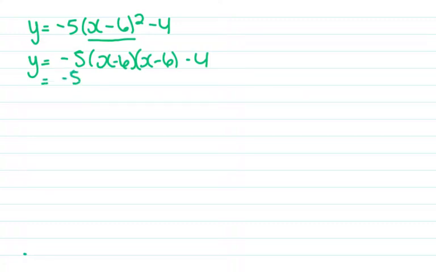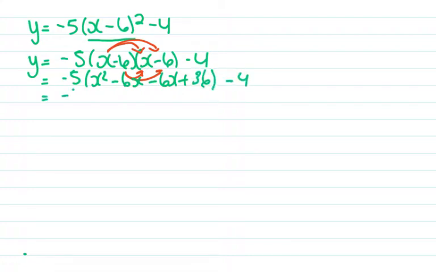Now I'll expand this out by multiplying each term in the first bracket times each term in the second bracket. So then I have x squared minus 6x plus 36 minus 4. I'll simplify by combining like terms inside the bracket. So x squared minus 12x plus 36 minus 4.